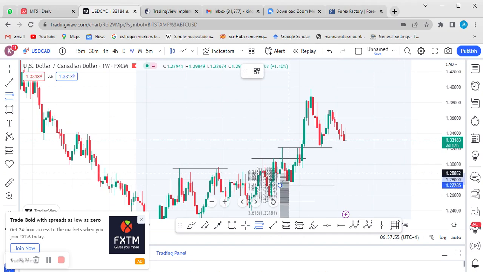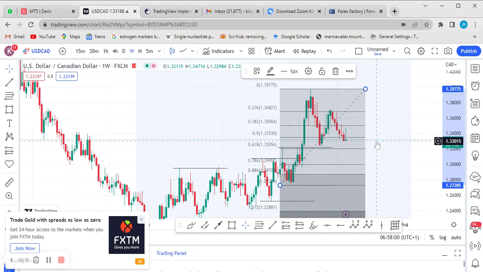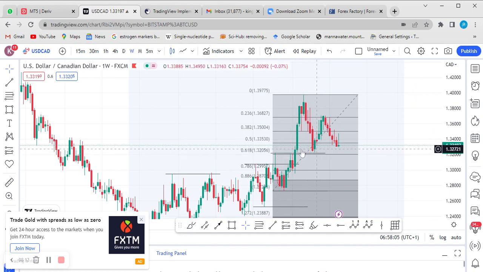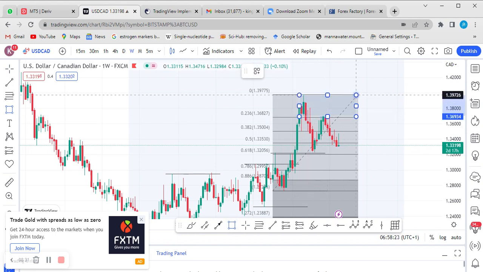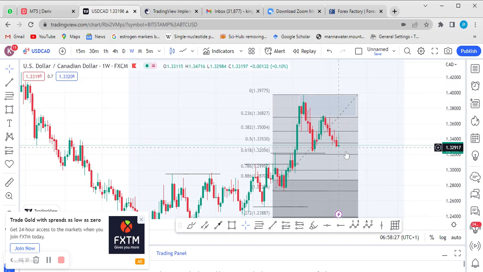So let's calculate a pullback. Good. So you can see what is happening here. So price tapped into the 50% equilibrium and is yet to respect 61.8. So we can see we had a reaction at 50%. Price moved up and came into the premium of this other block we had up here, where we had a rejection and price is trying to move down.